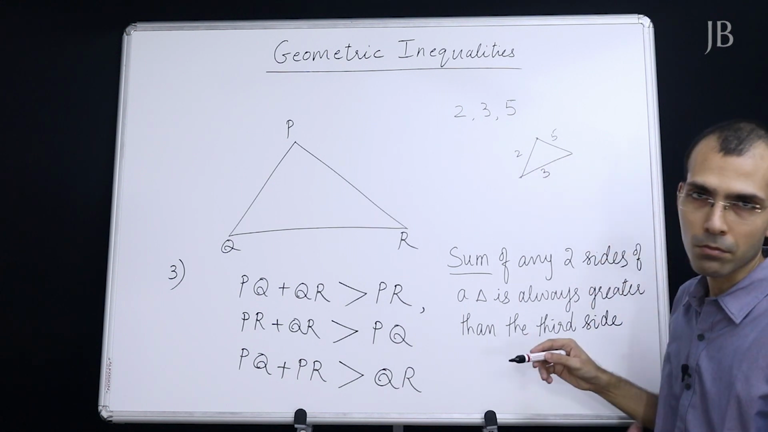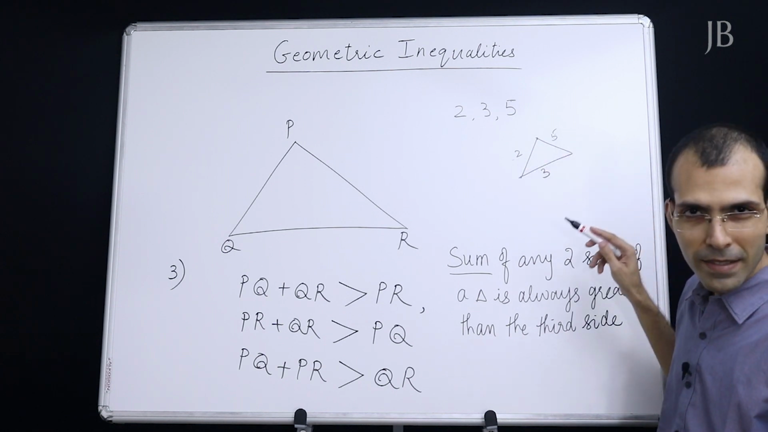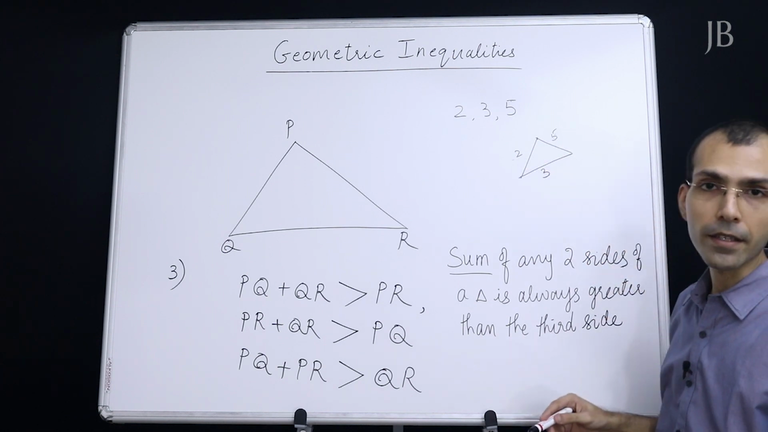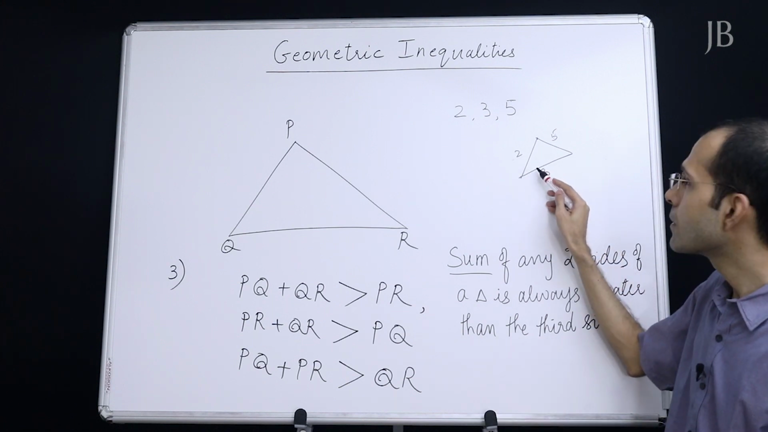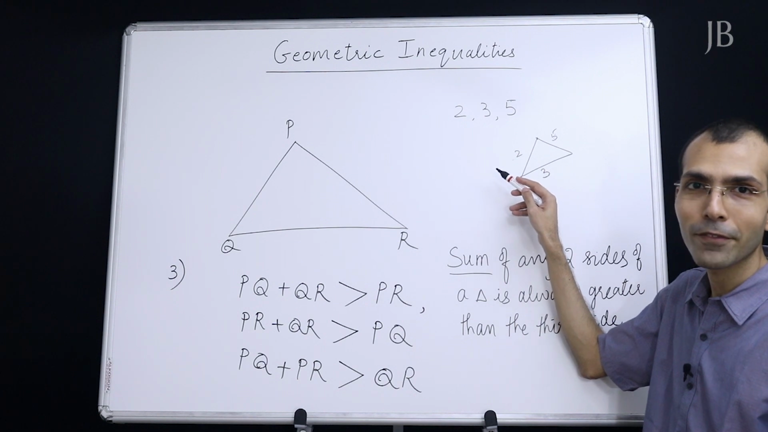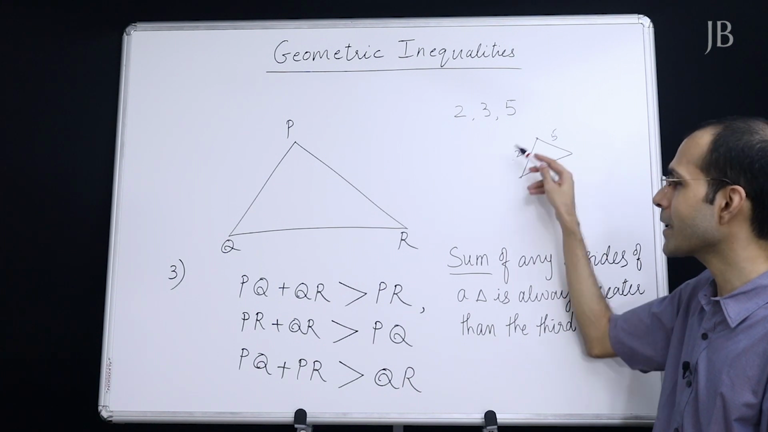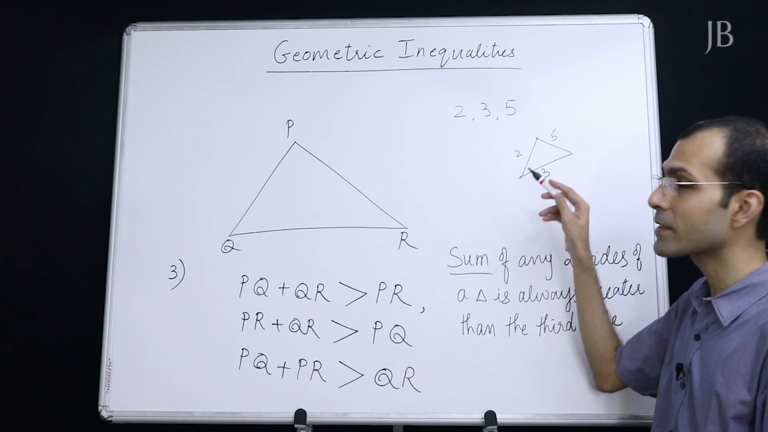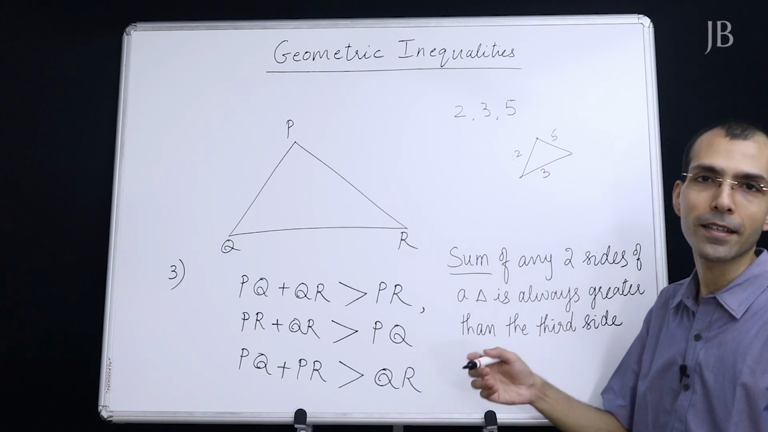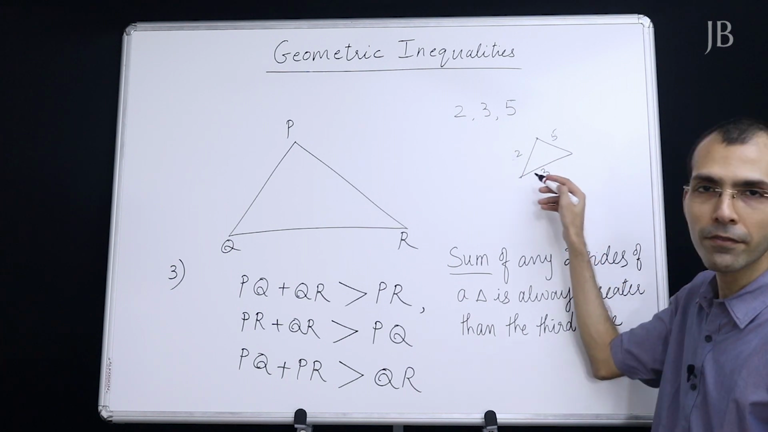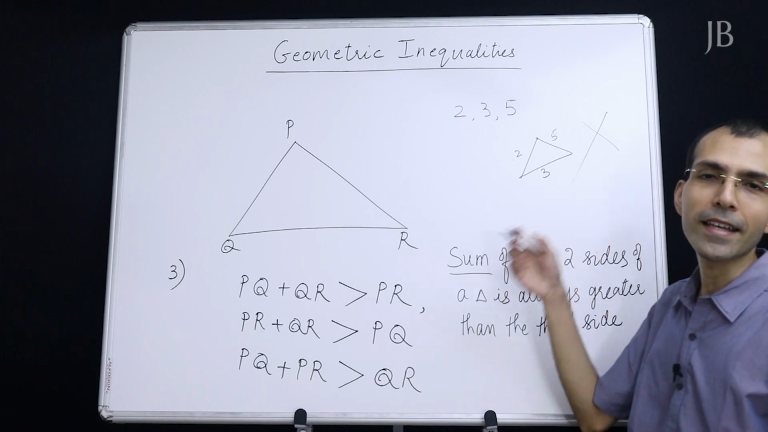8 is greater than 2. Okay, good. 2 plus 5, 7. 7 is greater than 3. Good. 3 plus 2, 5. And this is coming equal to 5. So this one condition is getting violated, because the sum of any two sides of a triangle should always be greater than the third side. 5 and 5 are equal. So no, such a triangle cannot exist.